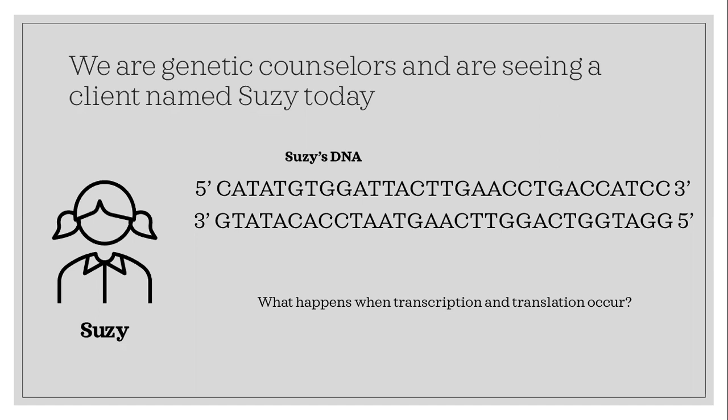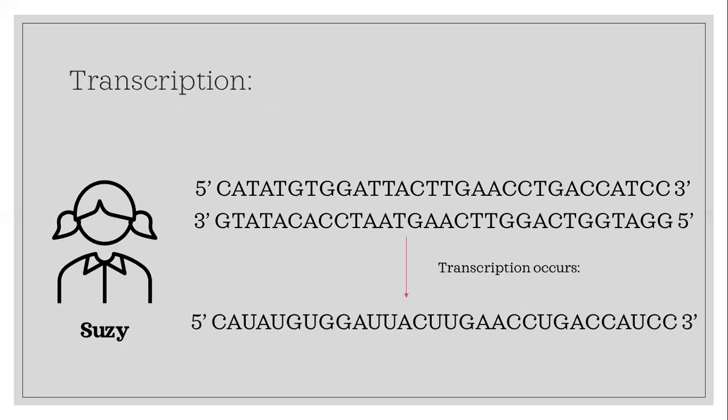On this first slide, we see Susie's DNA. We have the coding strand on the top shown in the 5' to 3' direction. Our first question is what happens when transcription and translation occur?